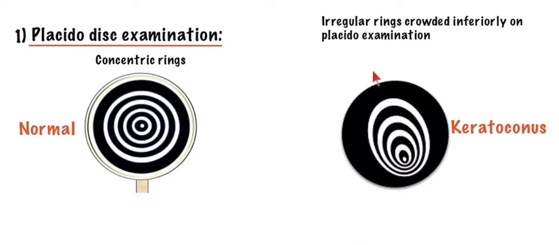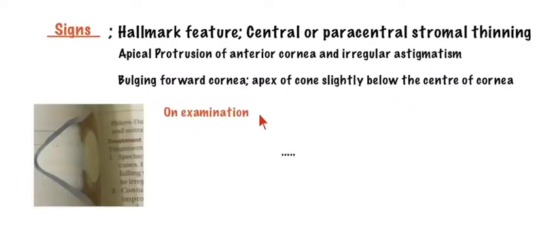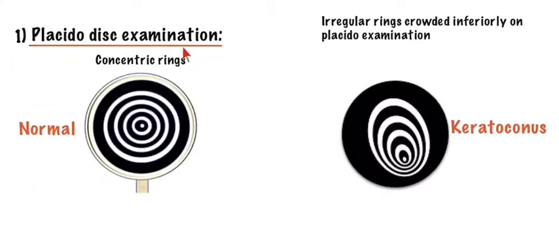While in this figure you can see the space between the circles has lessened towards the bottom part. Also, the rings are crowded inferiorly. The rings have crowded inferiorly on the placido examination. So this is a hallmark feature of keratoconus examination.